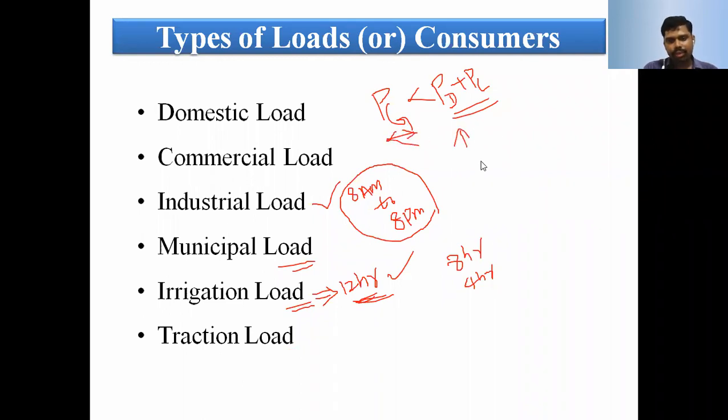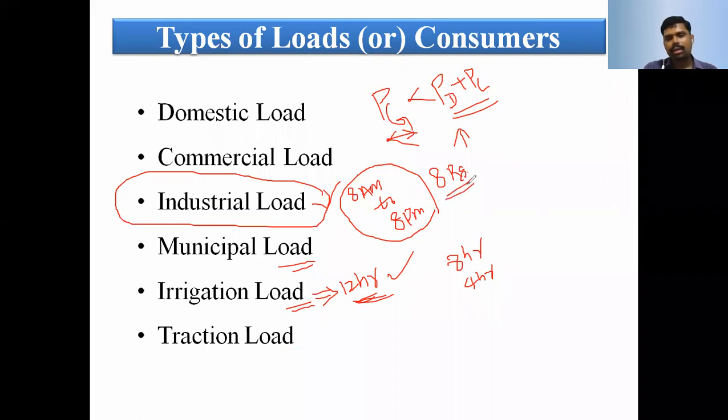We need to satisfy the consumer, because the industrial consumer pays a higher electricity bill, on average 8 rupees per unit, that is 1 kWh. But the irrigation load and the domestic load pay on average 2 rupees to 4 rupees. The maximum they pay is 4 rupees, and the minimum is 1 rupee 80 paise to 2 rupees 50 paise or 3 rupees.